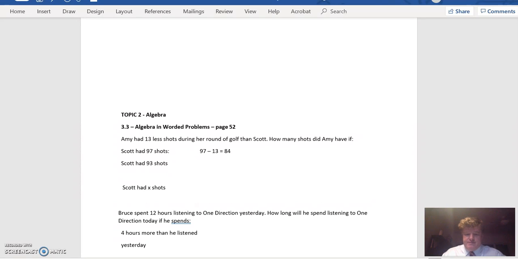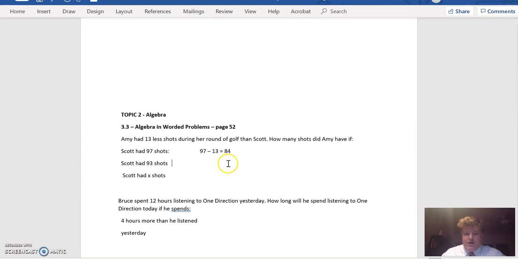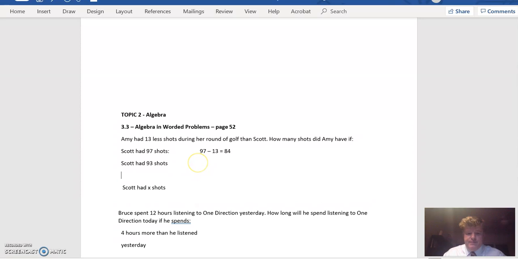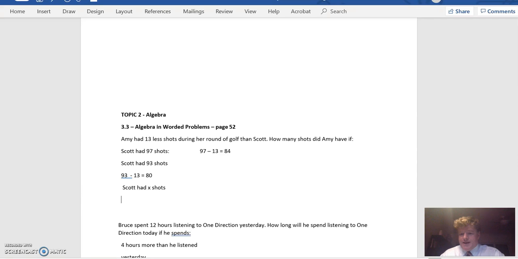If Scott has 93 shots, and Amy has 13 less than that, you need 93 minus 13, which is going to equal 80. Now we come to bring a little bit more algebra into it. We don't know exactly how many shots Scott has.